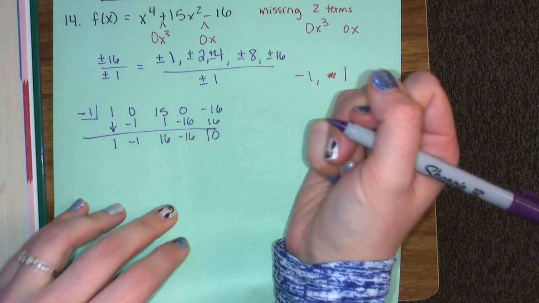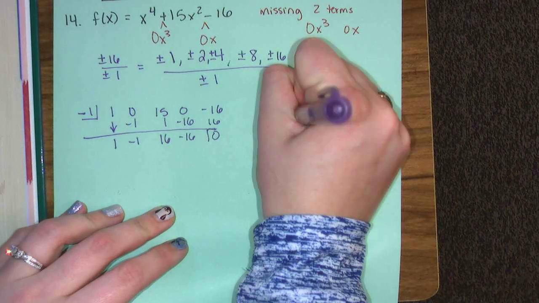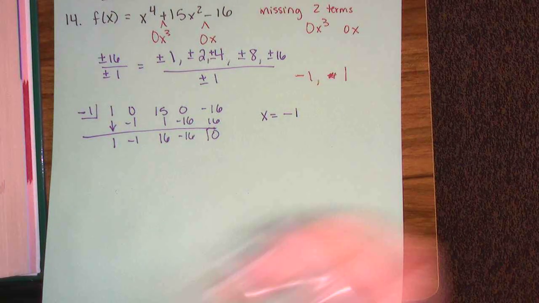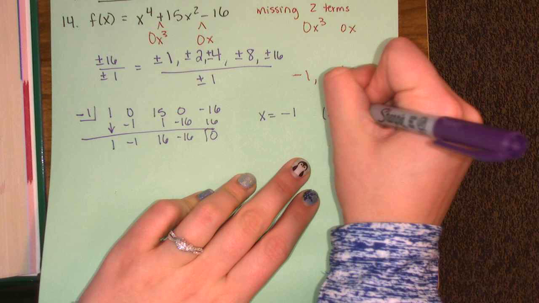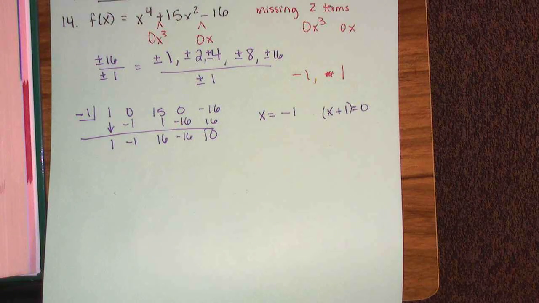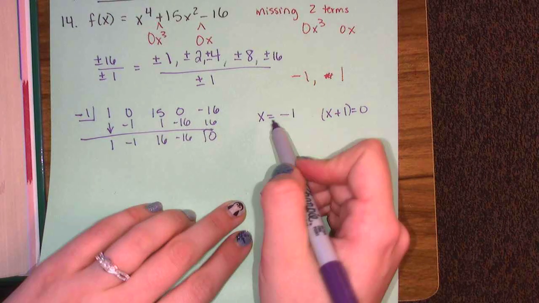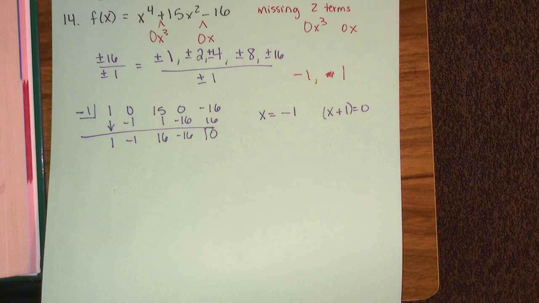Okay, so x is equal to -1, or x plus 1 is equal to 0, would be the factor. The reason I'm writing both is just so you get used to it, because some of them are going to want you to write the factor, some of them are going to want you to write the zeros. This one's asking for zeros, so we need this. Just so we get in the habit, it's good to write both.